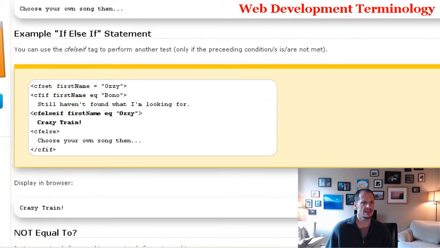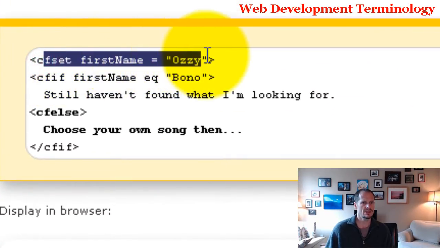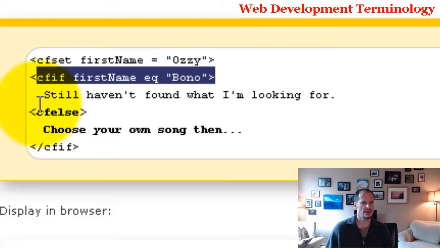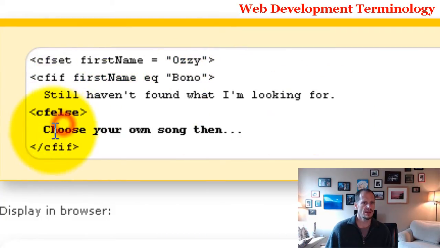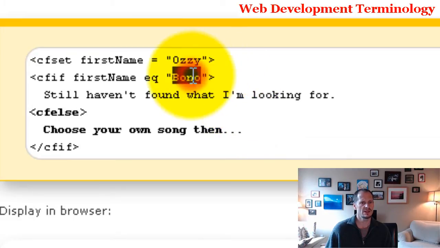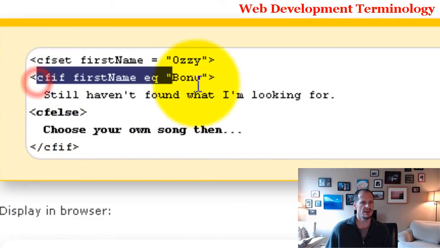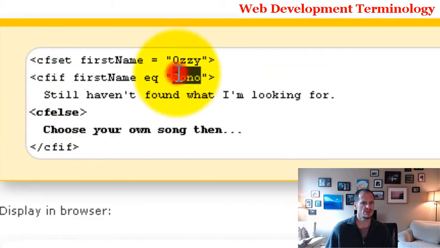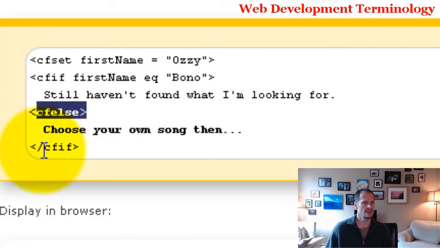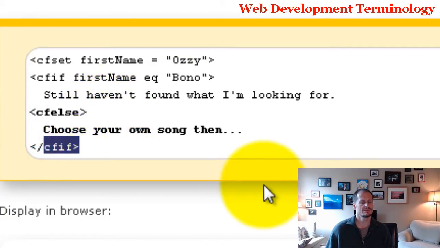Here's an if-else statement. Set firstName to Ozzy. If firstName is equal to Bono, show this. Otherwise, "choose your own song then." It shows that because firstName is not equal to Bono, firstName is equal to Ozzy. So this is what would show because the CFIF is not true. So it does the else, and then it ends the if statement.